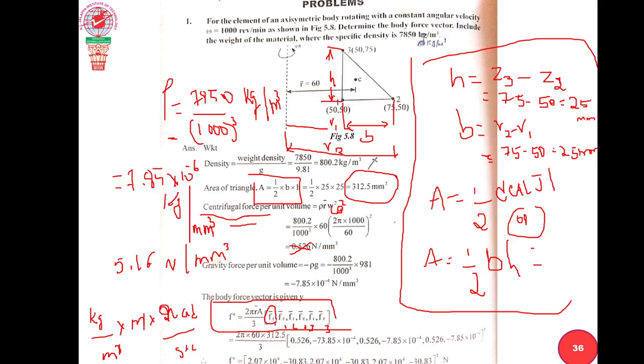1 Newton equals how much? What is 1 Newton equal to? 1 Newton is nothing but 1 kg meter per second square. Correct?